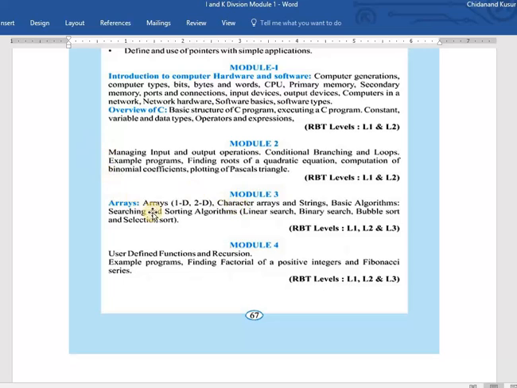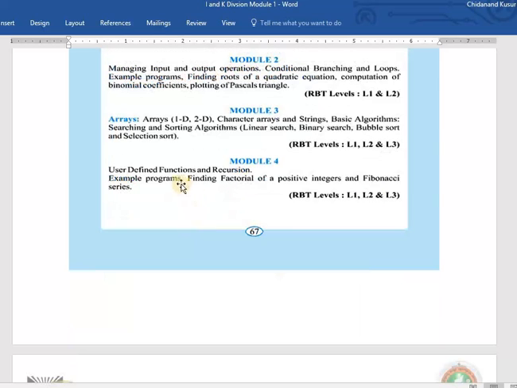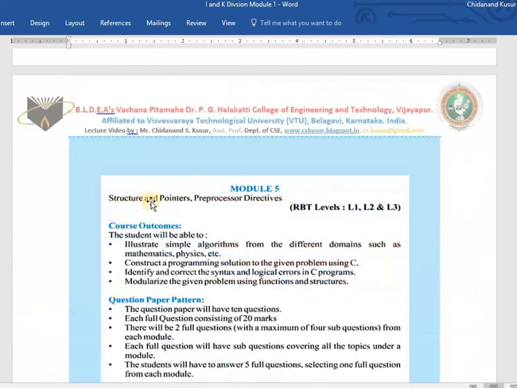In module 3 I teach you how to work with large volume of data, one-dimensional array, two-dimensional array, how to work with strings, how to write the programs for searching and sorting, different searching techniques, linear search, binary search, bubble sort, selection sort. I teach you how to solve large problem by dividing into smaller programs called user defined functions, how to create our own functions. In the last module we learn structures and pointers, preprocessor directives. Like this our syllabus completes.